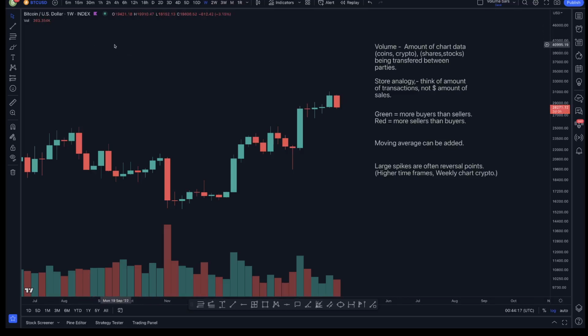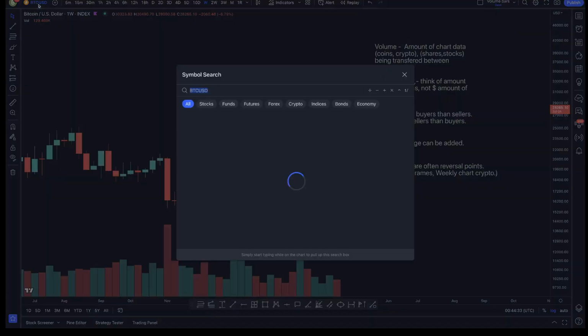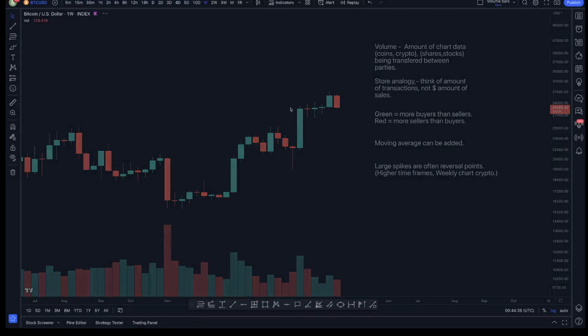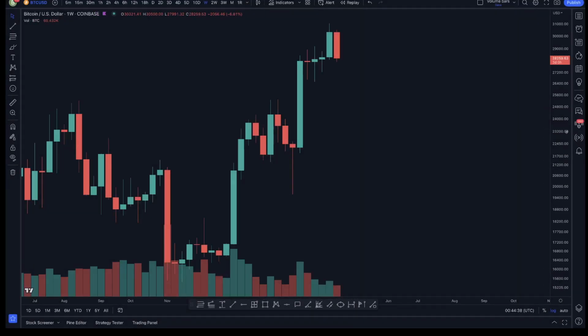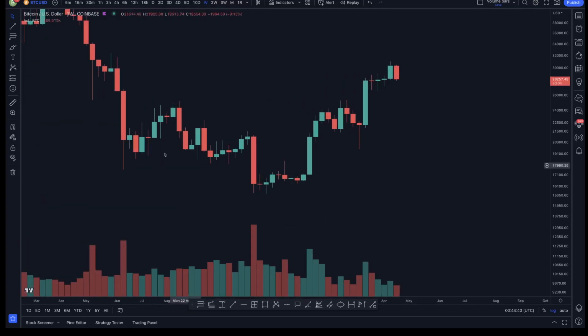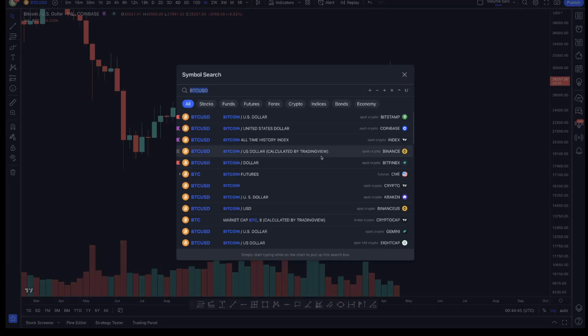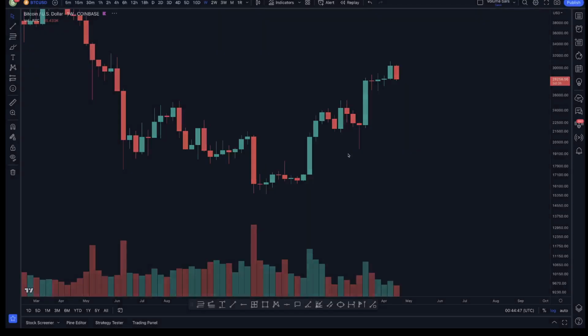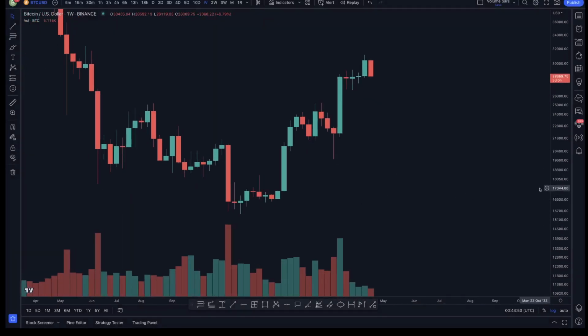And it's important to note that each chart you select will be different. So this is the index. This is a conglomerate of all of the exchanges put together, and the volume is represented for that. But for example, if we go to Bitcoin on Coinbase, you can see the volume shifted a little bit. So this is just the amount of volume on Coinbase. And if we go to a different exchange, say Binance, the volume is a little different.